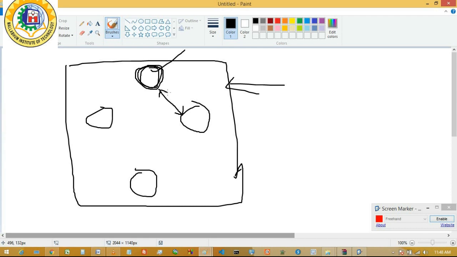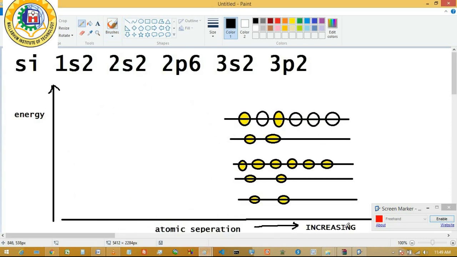Now if we follow this approach, we have to sketch a diagram like this, where the x-axis denotes the atomic separation, increasing atomic separation between the atoms, and the y-axis denotes the available electron energies. Let me build up this system. We are trying to plot it for an n atom system, where n atoms are regularly arranged. We first start with a very large or infinite separation.